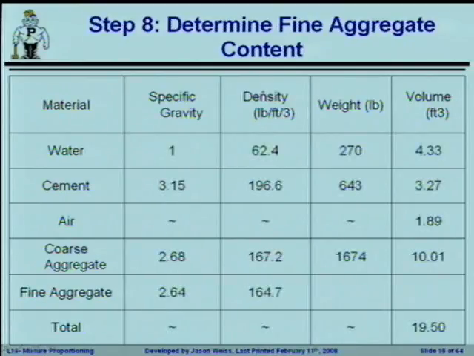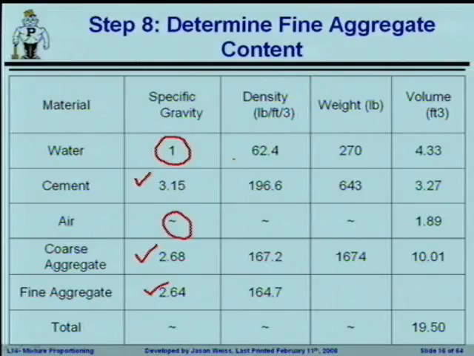The specific gravities of our materials are going to be given. We know that water has a specific gravity of 1 because specific gravity represents what? The density of material to density of water. Right, it's the ratio of the density of any material over the density of water. So water over water should be unity, a value of 1. Cement is going to be 3.15, somewhere between 3.1 and 3.15 times as dense as water. Air we're not going to worry about for right now. Our coarse aggregate was mentioned to be 2.68. Our fine aggregate was 2.64.